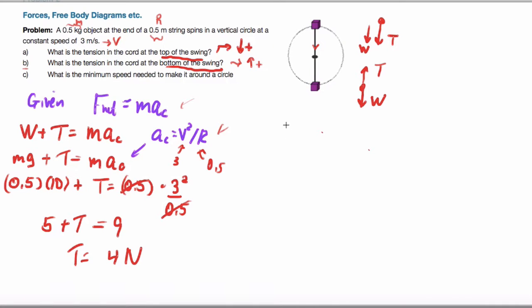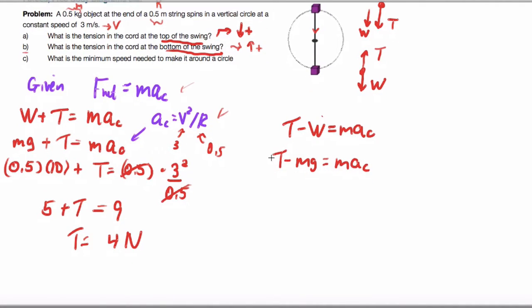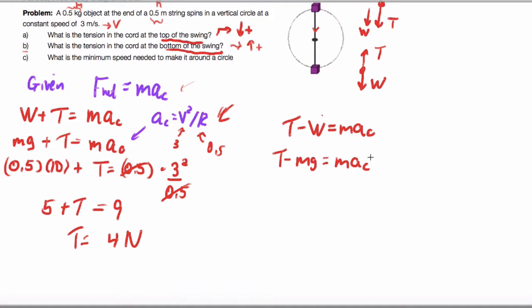When we write down F net equals ma, we have tension pointing up, weight pointing down. And the effect of these two forces is still that the object swings in a circle, but we'll find that the tension may have a different value. So we'll have tension minus mg equals m times the centripetal acceleration. Again, now using v squared over r here, we have T minus 0.5 times 10 on the left side equals 0.5 times 3 squared divided by 0.5 like we did before.